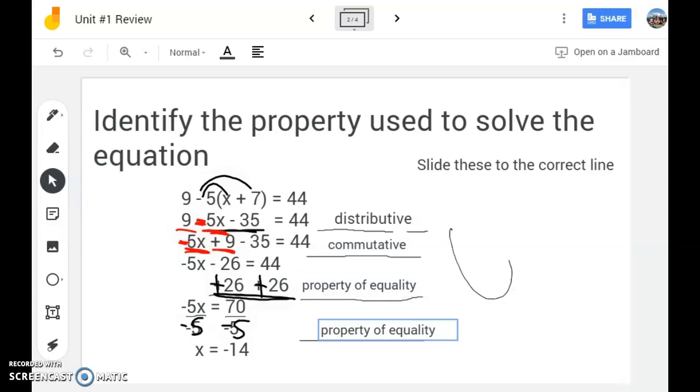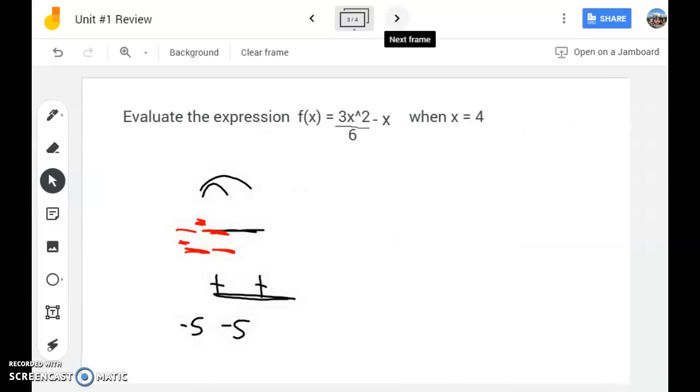Okay? Any questions on number 2? Doesn't look like it, so we're going to go on to the next one. Let me get rid of my little drawings here.